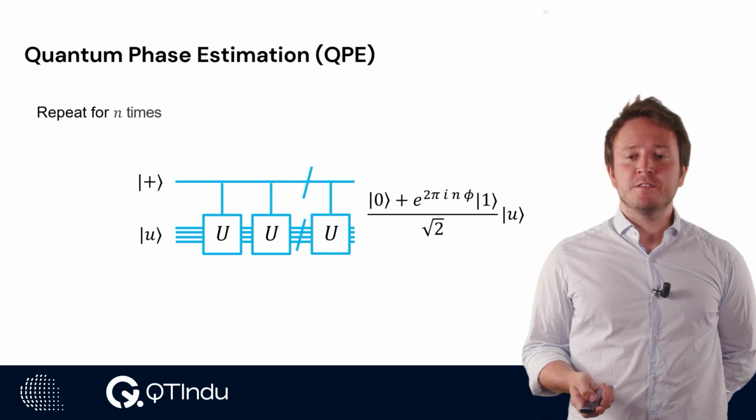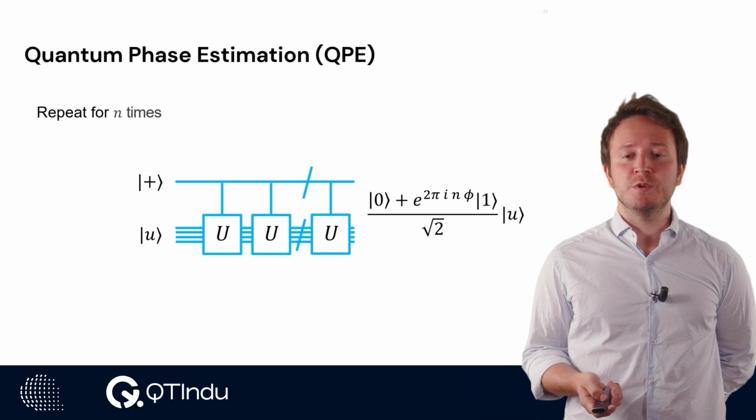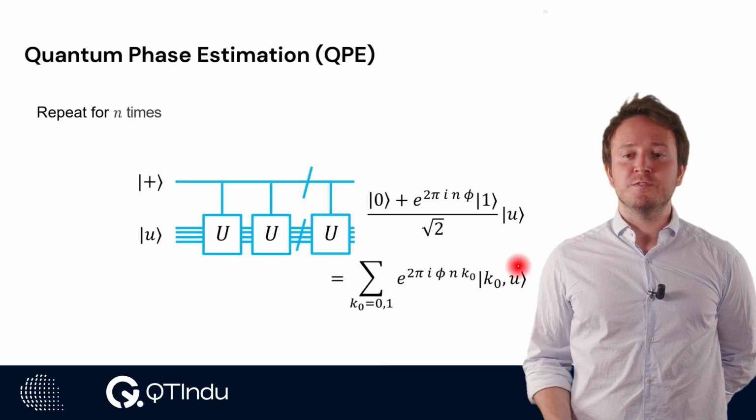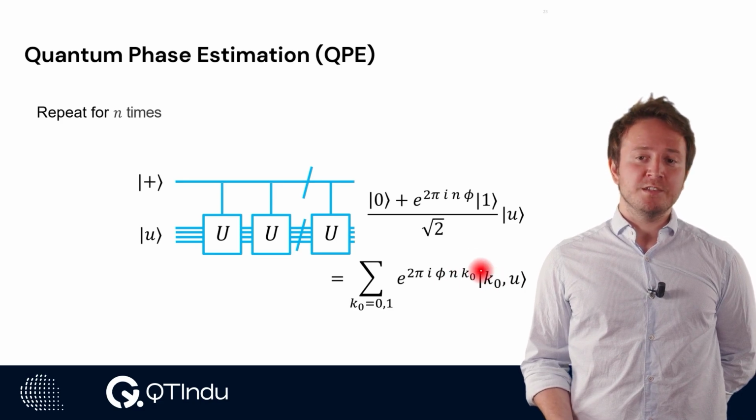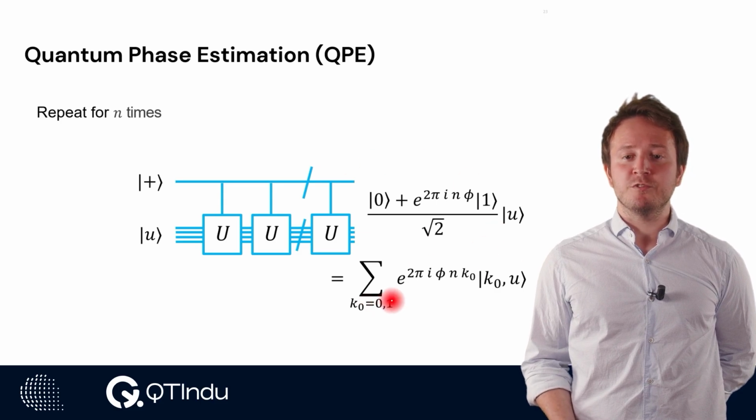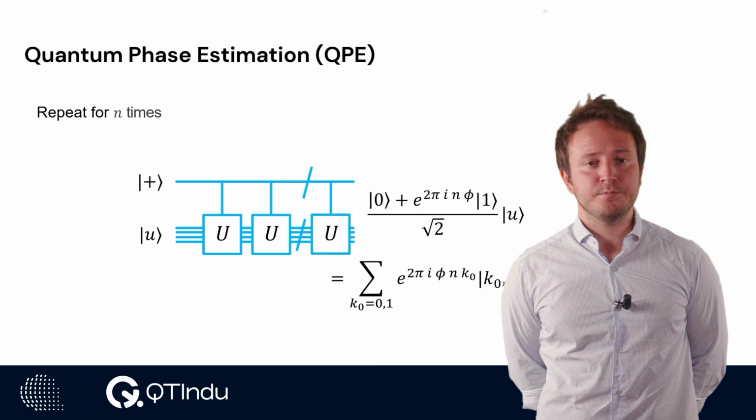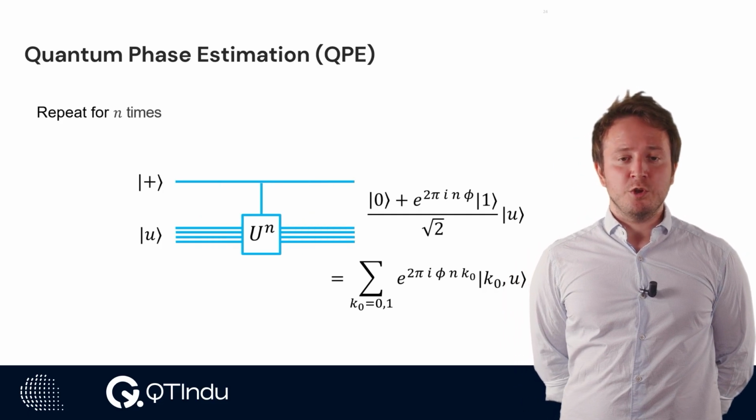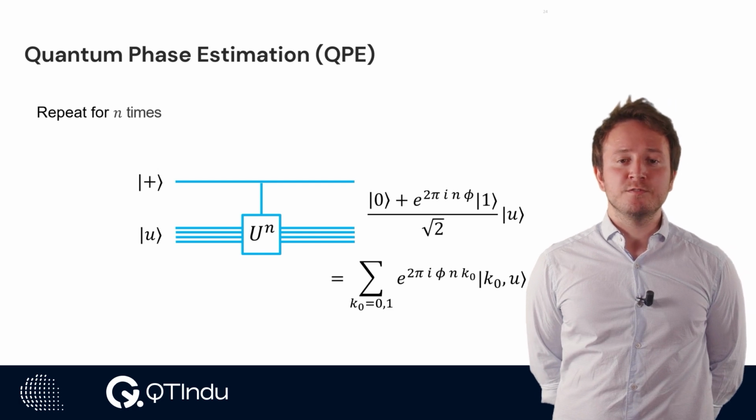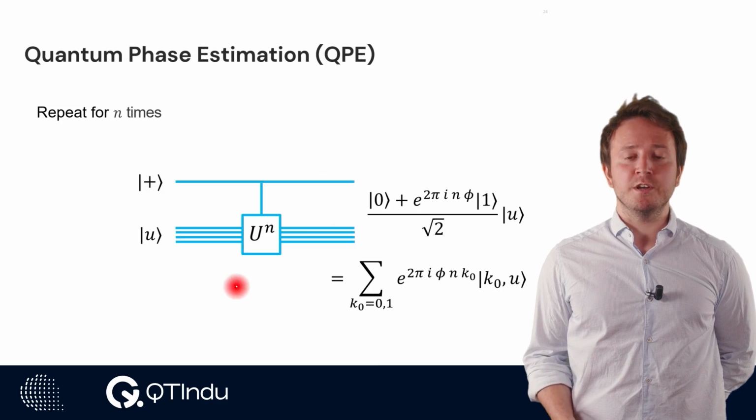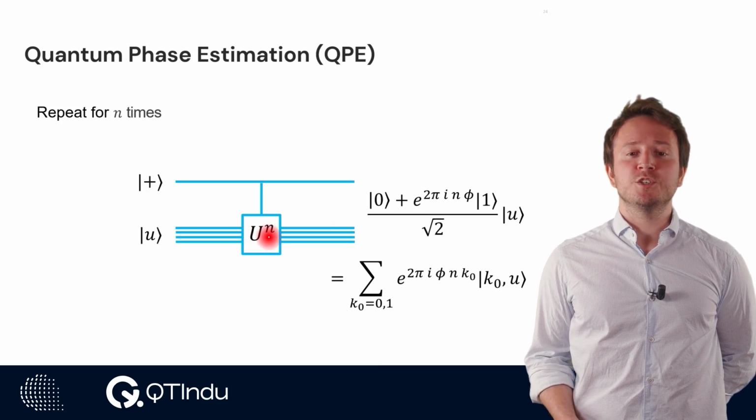Or another way to rewrite this equation, a more compact way, is just as a sum in terms of the possible outcomes of the ancillary state k0, and we can easily check that this phase will correspond to this state if k0 is equal to 0 or k0 is equal to 1. Throughout this module, we will often use the shorthand notation for repeating this operation n times that is shown in this plot over here, where we just write down the matrix U to the power n.